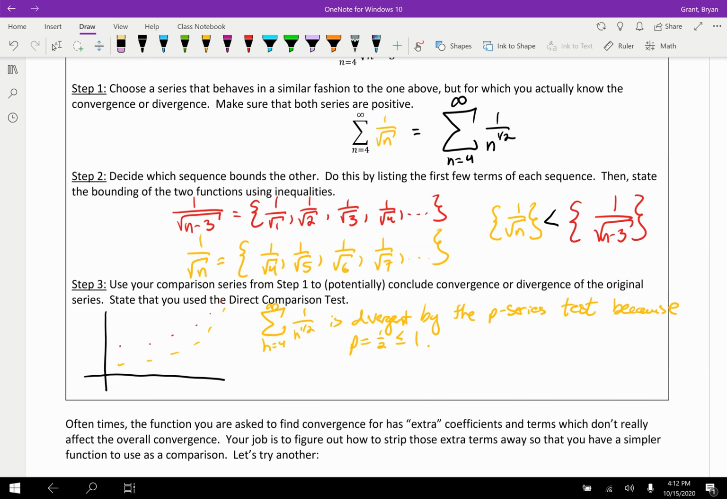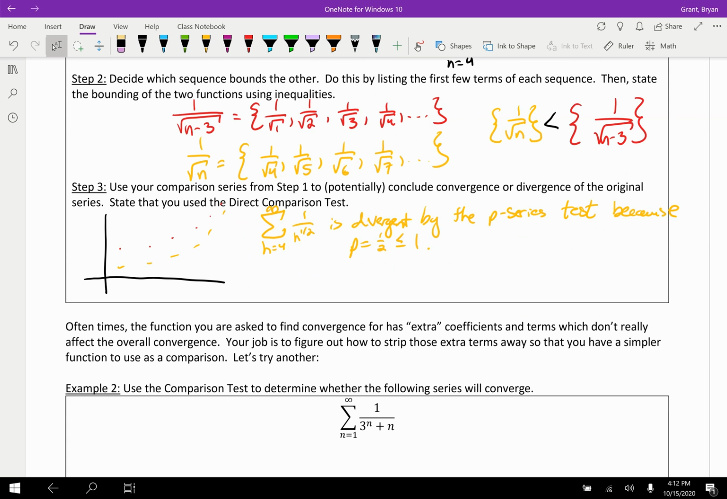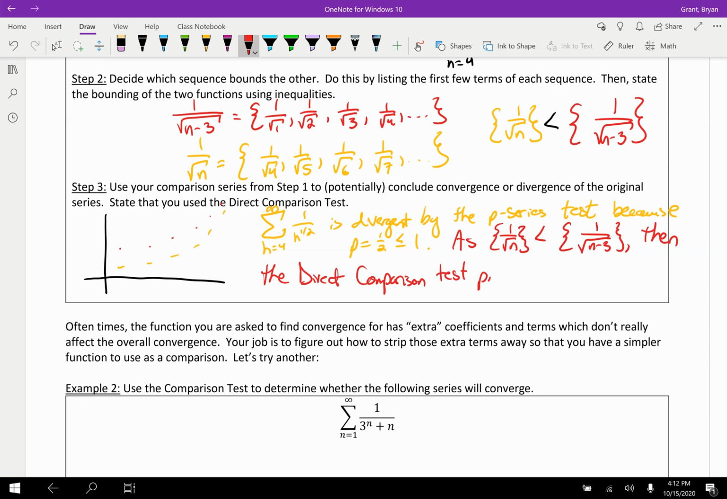Well, then we're going to bring in the original series and quote the direct comparison test. Right? So you can talk about the sequences. That's what I like to do. So then I would say something like, as 1 over the square root of n is less than 1 over the square root of n minus 3, then we always state the name of the test, the direct comparison test proves the sum from n equals 4 to infinity of 1 over the square root of n minus 3 diverges.